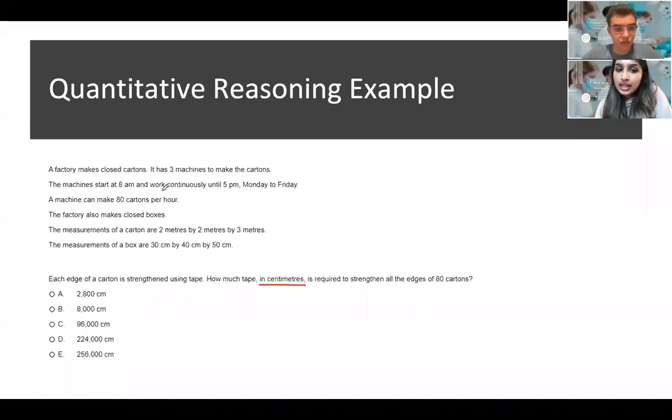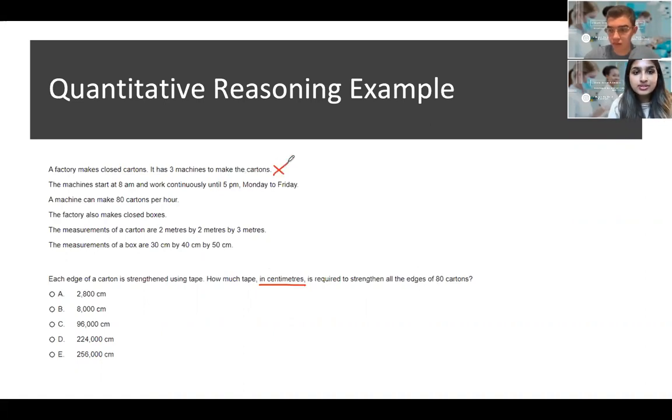Before even looking at the information given, we have to see that the question is asking for the answer to be in centimeters. So we need to make sure that we don't forget that part, okay? So as we can see, we want to know how much tape we need for all the edges of 80 cartons.